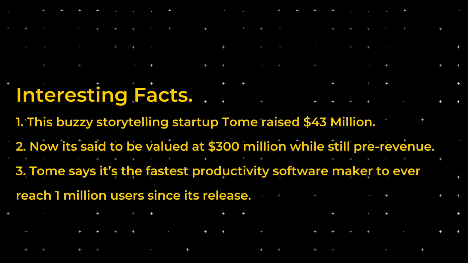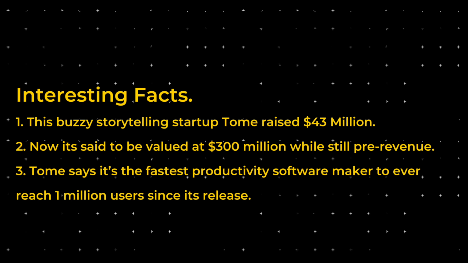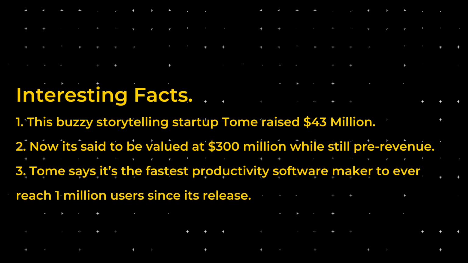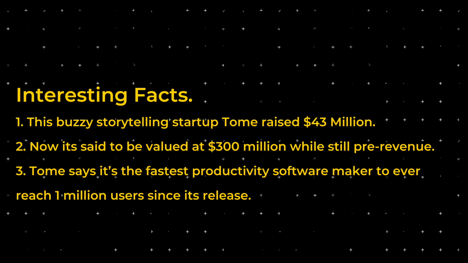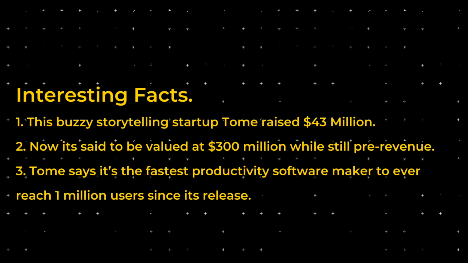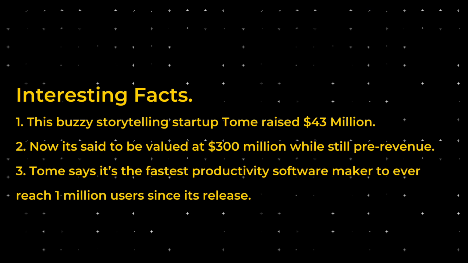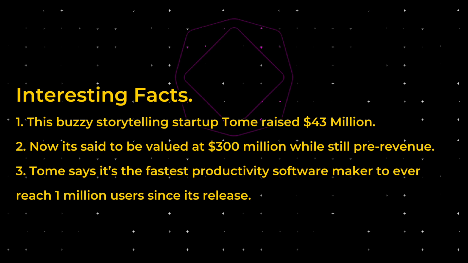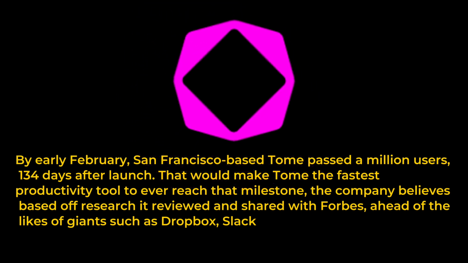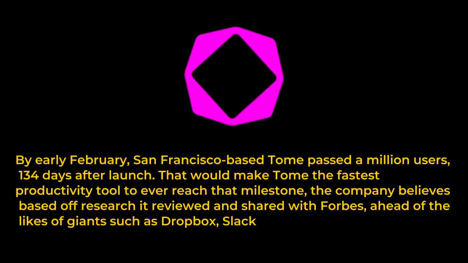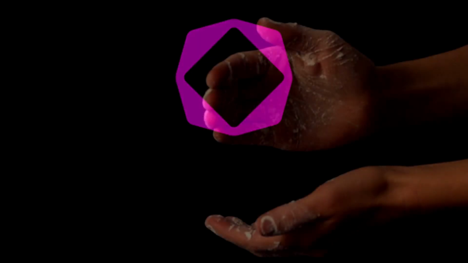Interesting facts. 1. This buzzy storytelling startup Tome raised $43 million. 2. Now it's said to be valued at $300 million while still pre-revenue. 3. Tome says it's the fastest productivity software maker to ever reach 1 million users since its release. By early February, San Francisco-based Tome passed 1 million users, 134 days after launch. That would make Tome the fastest productivity tool to ever reach that milestone, the company believes based off research it reviewed and shared with Forbes, ahead of the likes of giants such as Dropbox, Slack and Zoom.